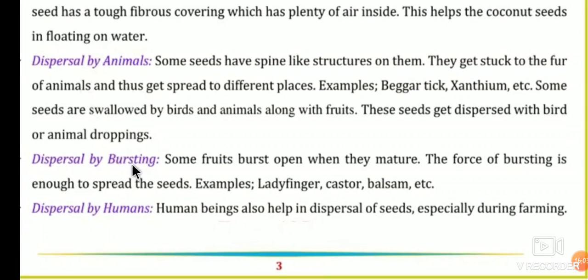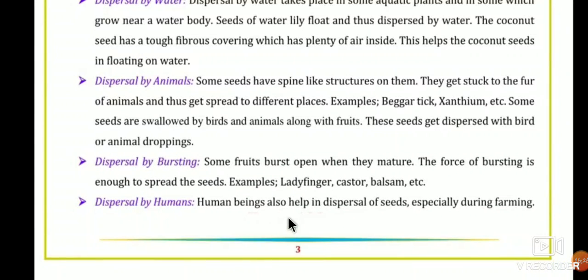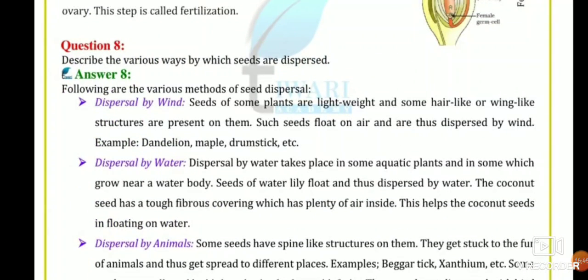Next, dispersal by bursting. Some fruits burst open when they mature. The force of bursting is enough to spread the seeds. Example: lady finger, castor, balsam. Balsam is what we call gorate hoovu. The seeds of that one will also burst out. Next, dispersal by humans. Human beings also help in dispersal of seeds, especially during farming, that is, during agriculture. They disperse the seeds and grow particular crops in their land. That is also an example of the various methods of dispersal of seeds.